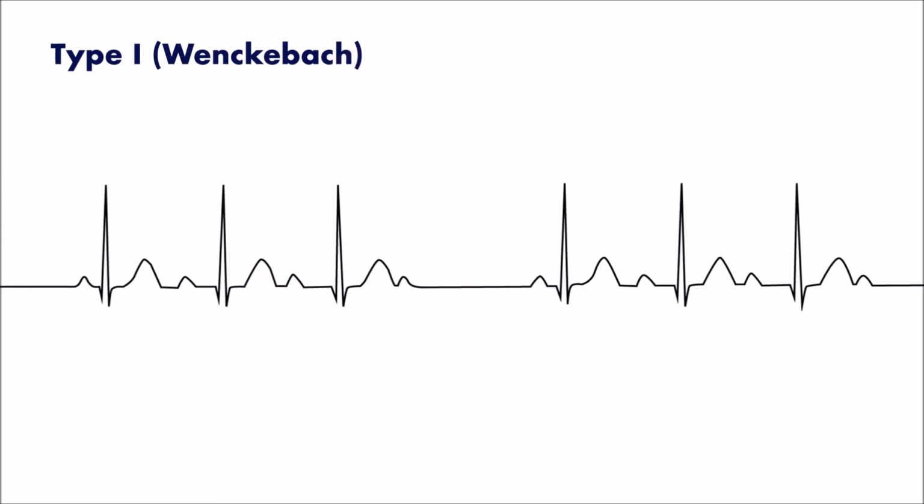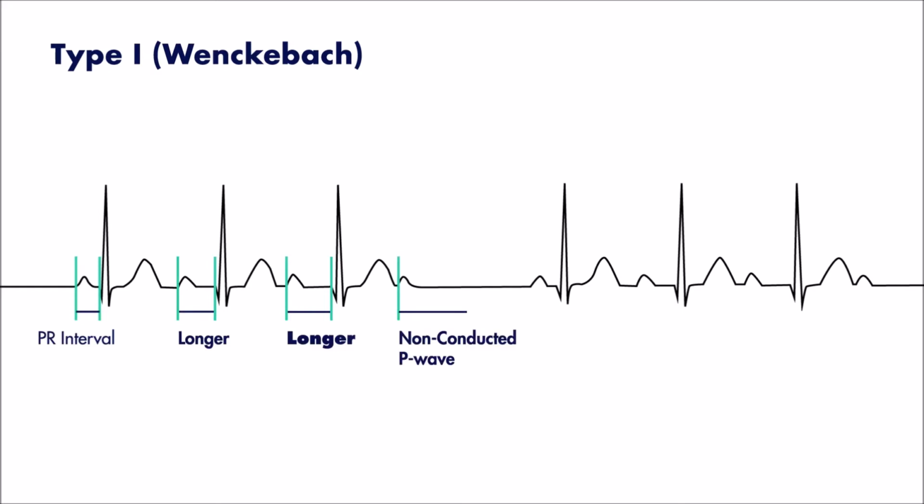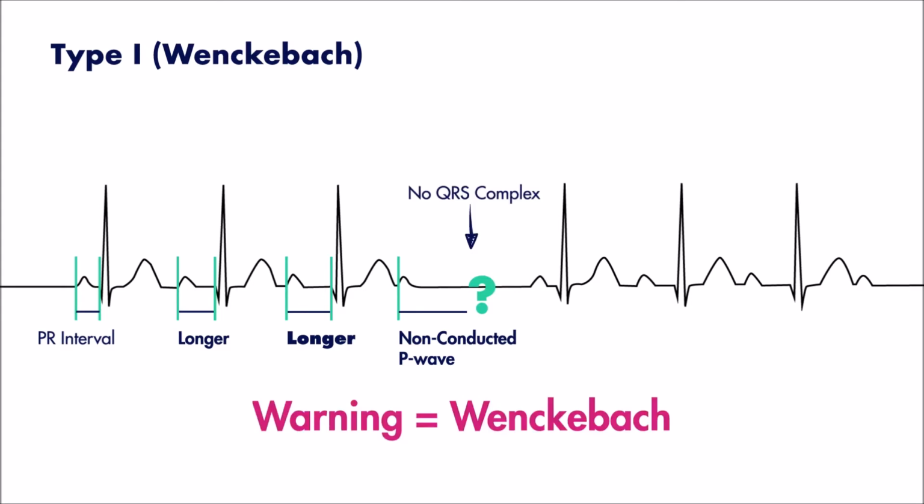On a cardiac strip, you'll see a progressive lengthening of the PR interval until a normally occurring P wave is not followed by a QRS complex. You could think of this progressive lengthening PR interval as a warning, or a hint that this may be a Type I second-degree AV block.